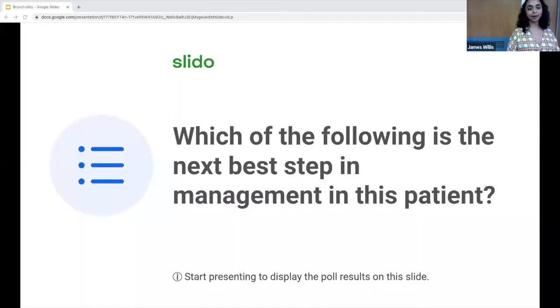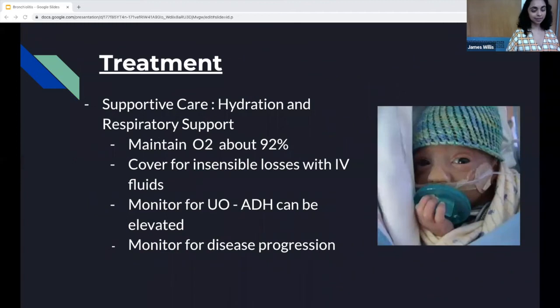So this kid is hypoxic, and the mainstay of therapy always begins with supportive care and respiratory support. So for treatment, you want to make sure they have adequate hydration and respiratory support. You want to keep their oxygen levels above a 92, even though there's some new data that's coming out that says over 90 is enough to oxygenate tissues in bronchiolitic infections. We like to keep them above a 92.